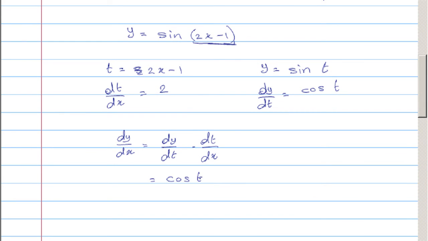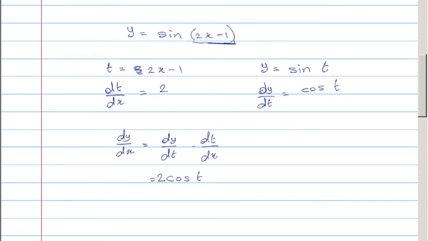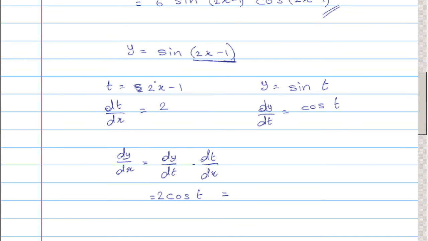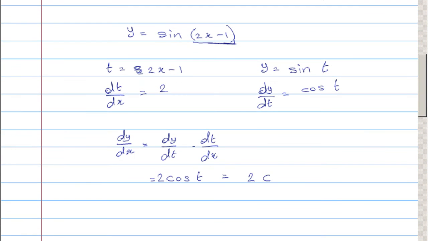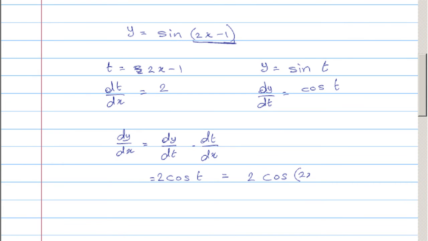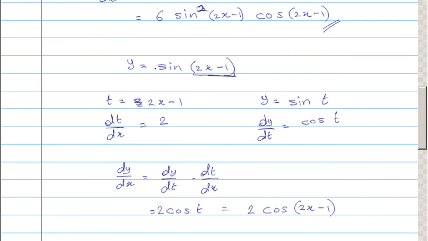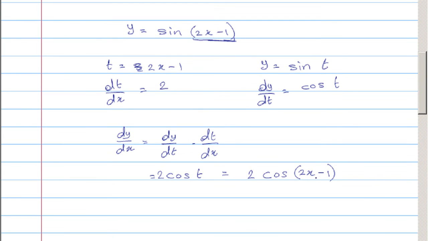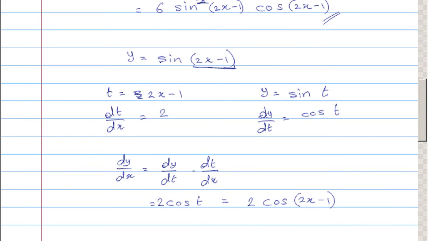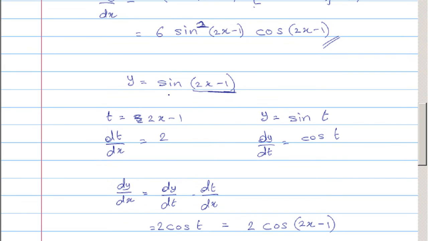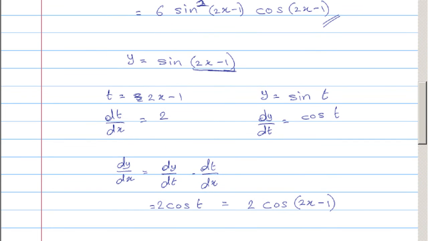That's equal to cos t times dt over dx. dt over dx is equal to 2, so I'll put the 2 up front here. And t is equal to 2x − 1. So this is the same as 2 times cos(2x − 1). Okay, now what we've established is that the derivative of sine(2x − 1) is equal to 2 cos(2x − 1). And you can see if I use the shortcut method, the derivative of sine is cos, so I get cos(2x − 1), and I have to multiply it by the derivative of what's inside.